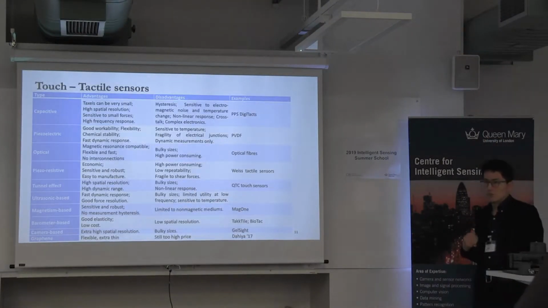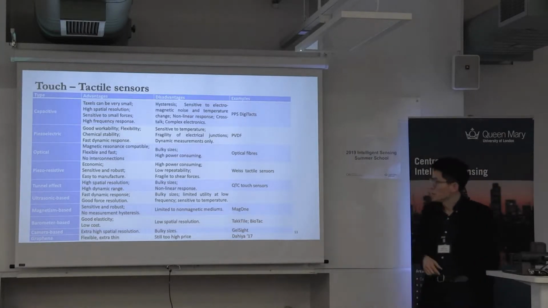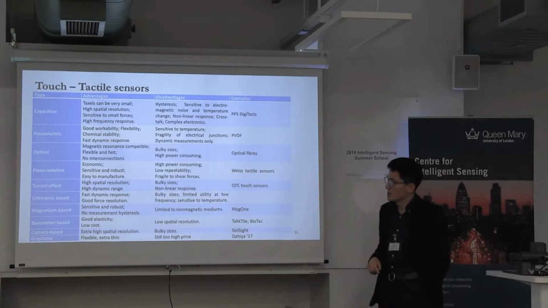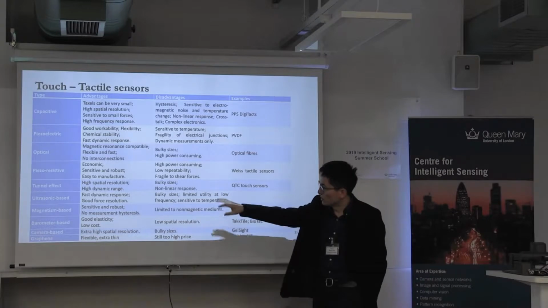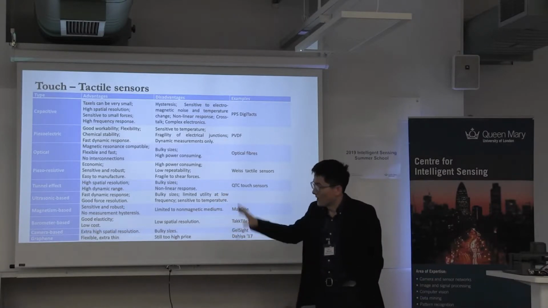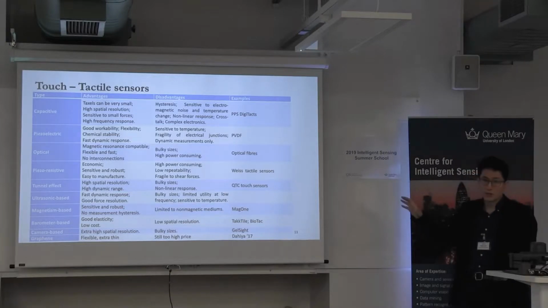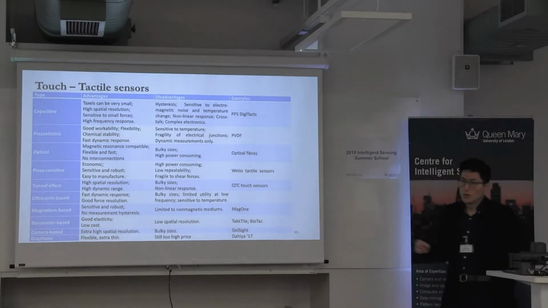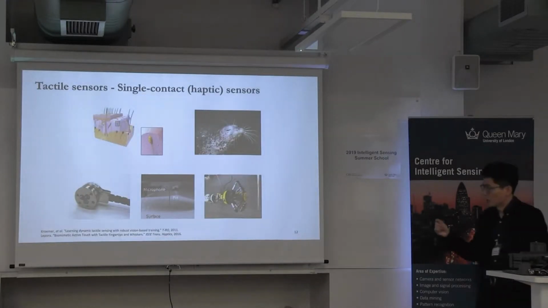You may ask what sensors we have available for robot touch. We have many choices based on different sensing principles, like capacitive, optical, or thermal effects, and many others. Here I won't go into details of these sensing principles, but you can find further details in my review paper, which I will show you later.